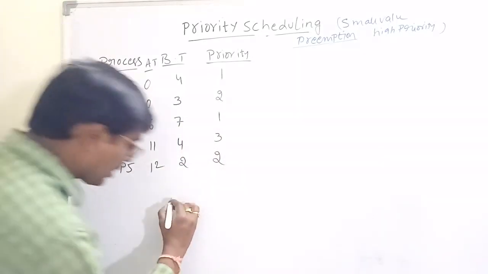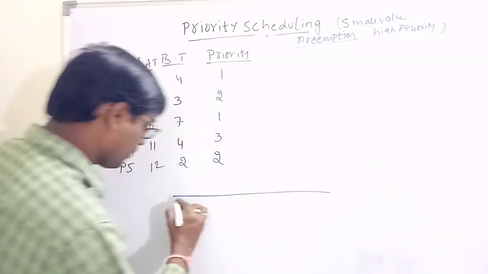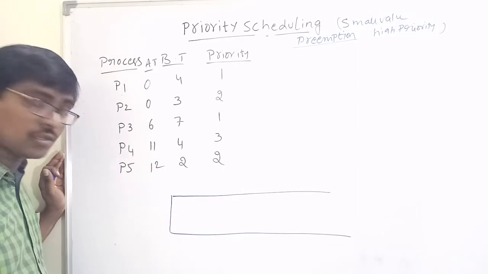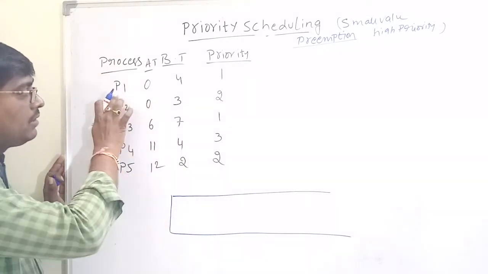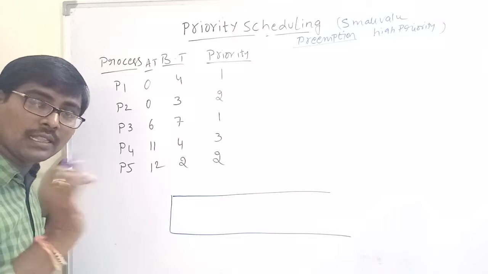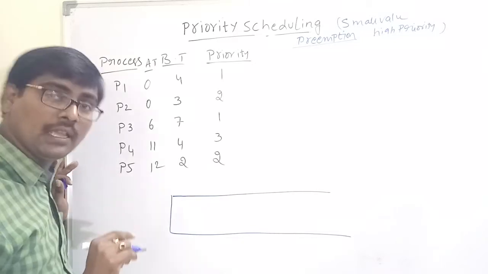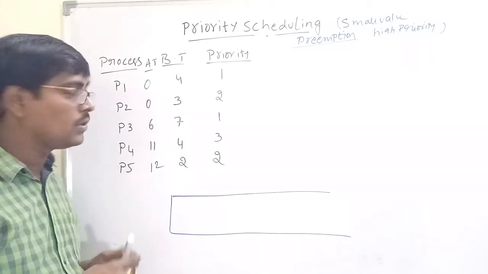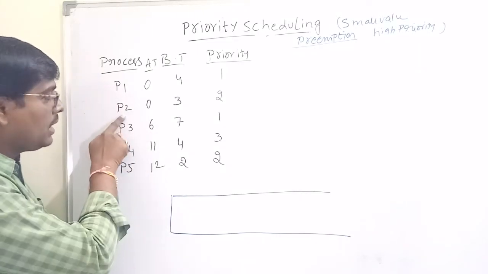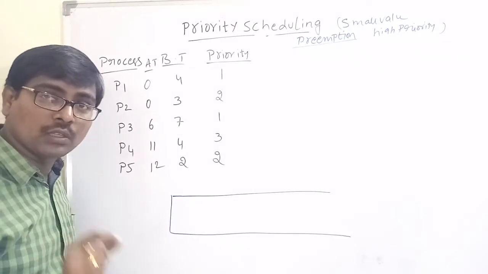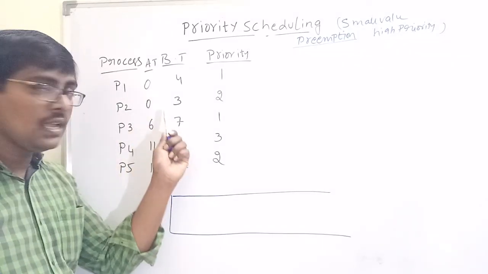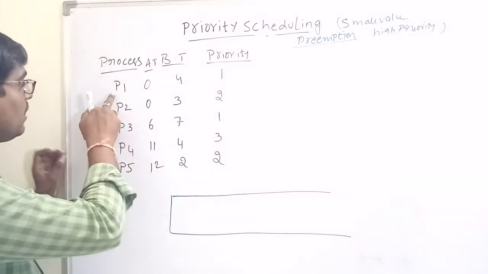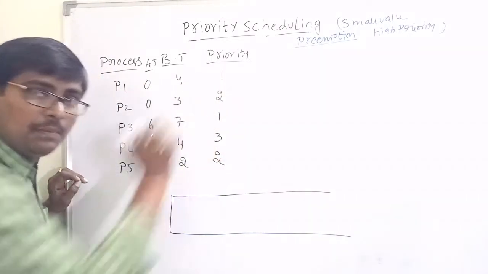Okay, simply draw the chart. First, at arrival time 0, check step by step, millisecond by millisecond. At arrival time 0, 2 processes enter the system. What are the 2 processes? P1 and P2. If you have more than one process, in that case we have to check the priority. The priority of process P1 is higher than P2.